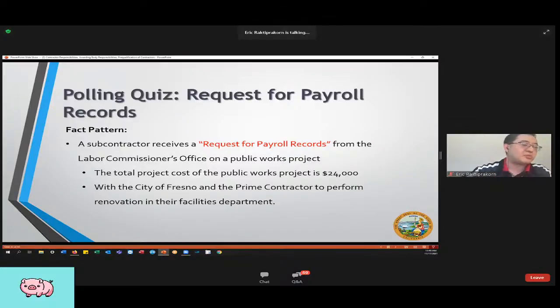And we have about 4 polling questions coming up. So 1, is the subcontractor required to pay prevailing wages? 2, should the subcontractor submit electronic certified payroll records? And 3, is the subcontractor required to submit CPRs to the Labor Commissioner's Office? And the last question is, will the subcontractor be subject to 1776(h) penalties if he does not submit CPRs timely?